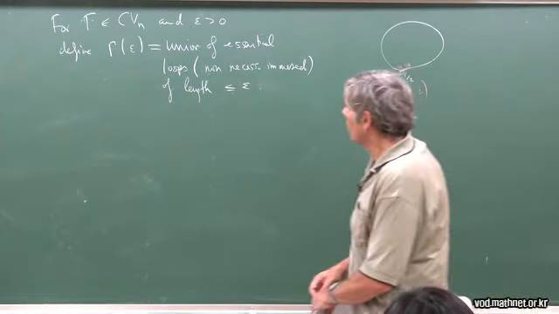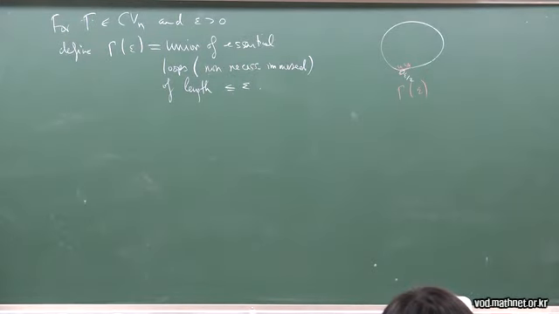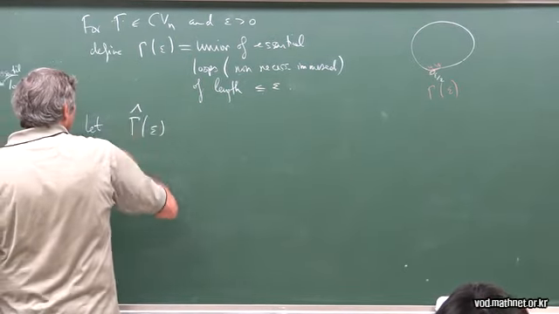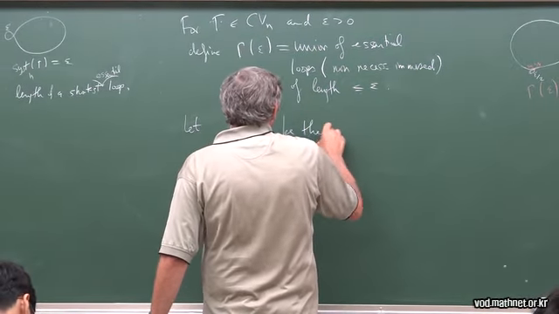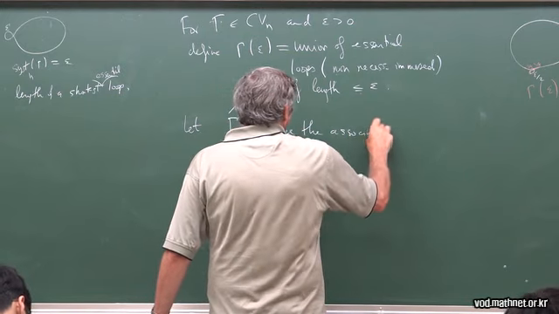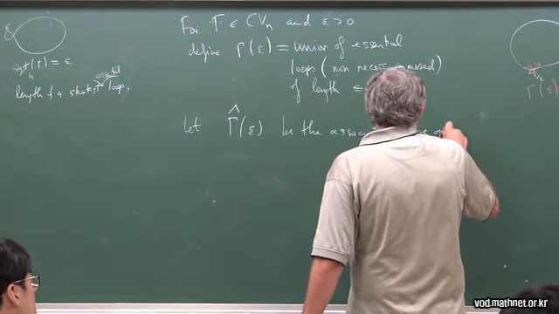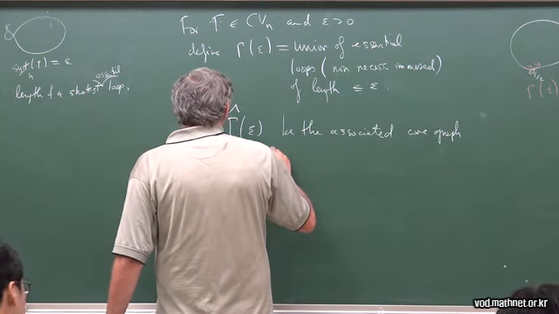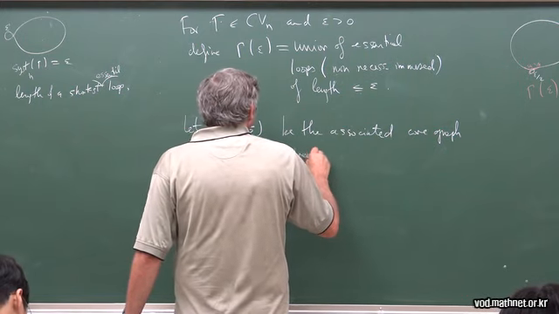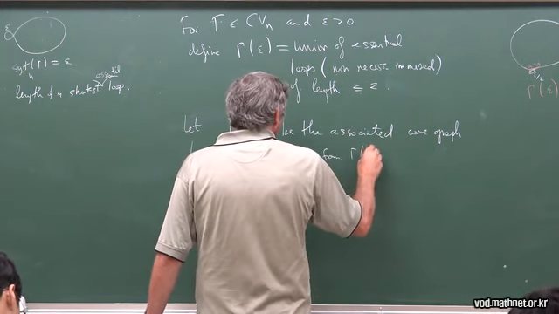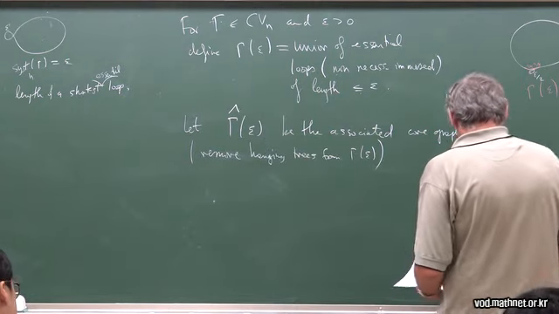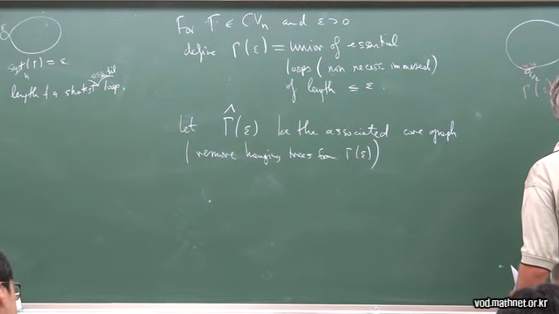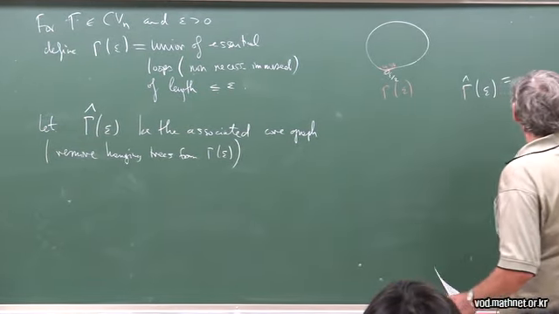Okay, that's the gamma of epsilon, and then let gamma of epsilon hat be the associated core graph. In other words, remove hanging trees from gamma of epsilon. Right, so gamma hat of epsilon is just going to be this little loop. No hanging trees.